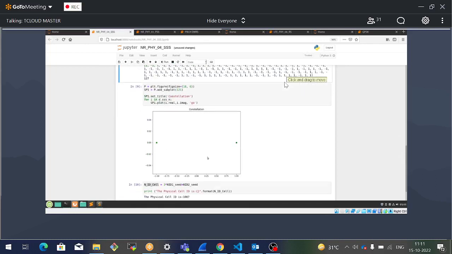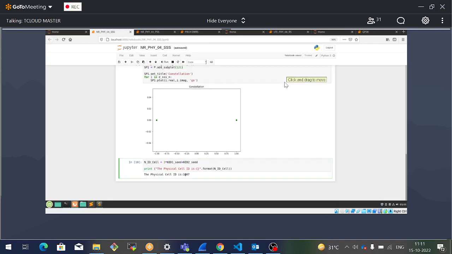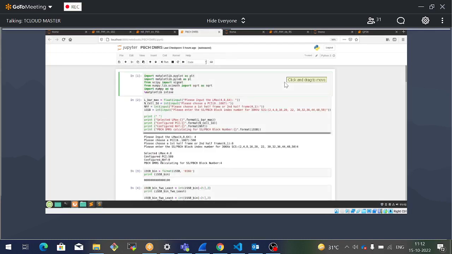But from the received signal, you can calculate. So the biggest NID value that is possible is 1007. Now this NID value, or N cell ID as we are calling it, is being used in all other channel operations, including PBCH DMRS that we have here. So how is the PBCH DMRS working out?